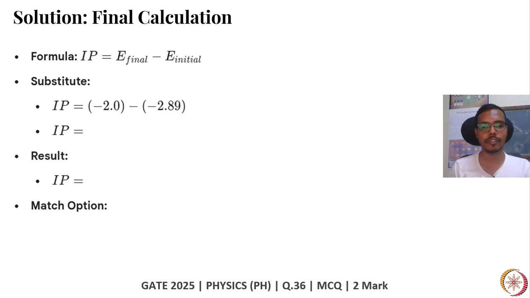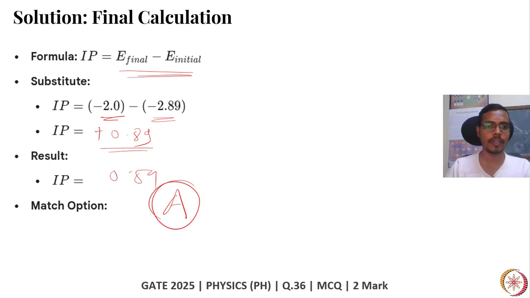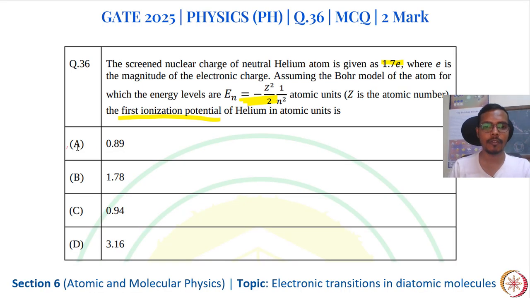Finally, we calculate the ionization potential. It is the final energy minus the initial energy. So we substitute the E final and E initial we just found in the previous 2 slides, which is minus 2 and minus 2.89. Our ionization potential is positive 0.89. So looking at our options, it matches option A.